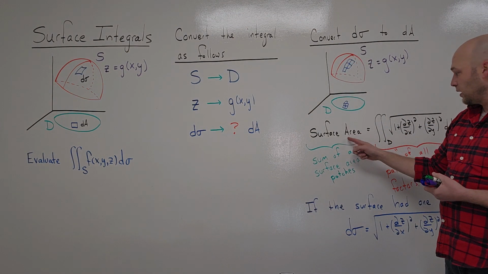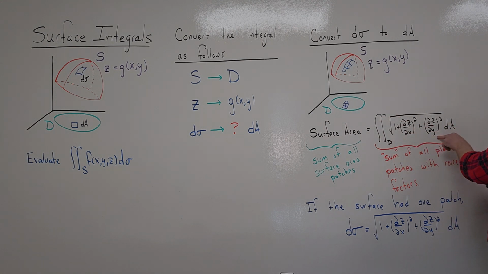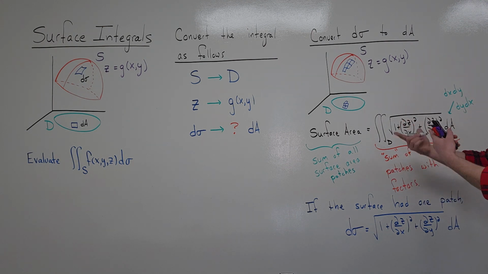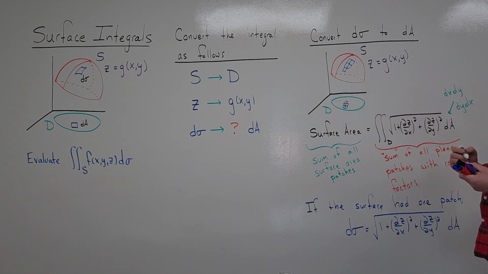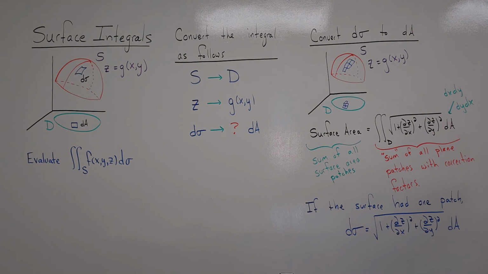The surface area is given by the double integral over this region D of the square root of 1 plus the square of the partial of z with respect to x plus the square of the partial of z with respect to y, where the differential is dA. And remember, dA represents either dx dy or dy dx, depending on how the region D is represented. This was the surface area integral that we covered in another video.